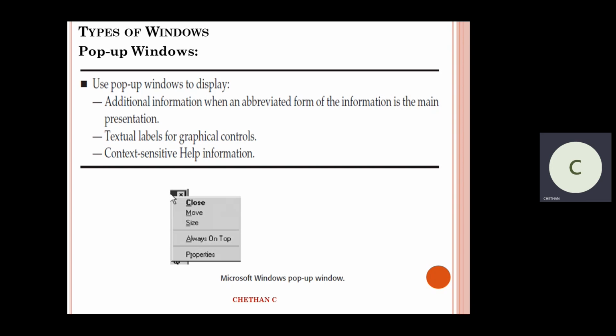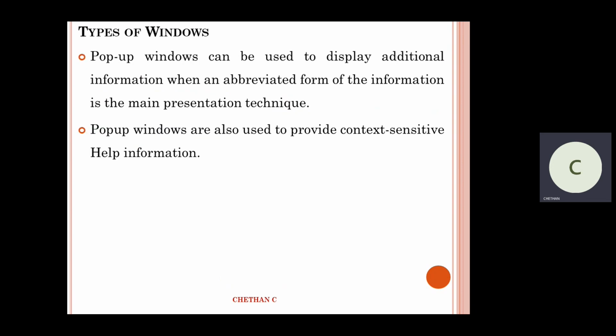So what is that? Additional information, an abbreviated form of information, while the main presentation is elsewhere. You can see the one that is there in the example. When you click there, it will ask whether you want to close it, move it, or resize it. All those things can be done. A pop-up window can be used to display additional information when an abbreviated form of information is the main presentation technique.